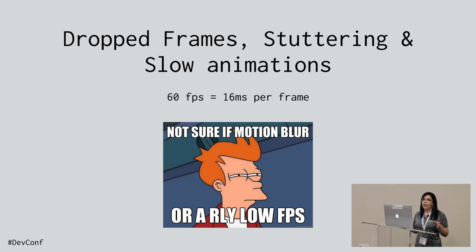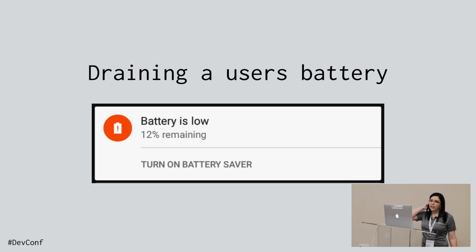And if you're doing any long-running operations that take more than that time, that's when you'll get dropped frames happening. So this is something that you need to be aware of and remember throughout the rest of the slides. Cool. The last performance issue that we're going to have a look at is draining a user's battery. This is quite a common occurrence, and it's quite obvious as to what it means. But basically, your app is doing too much work and way too often.